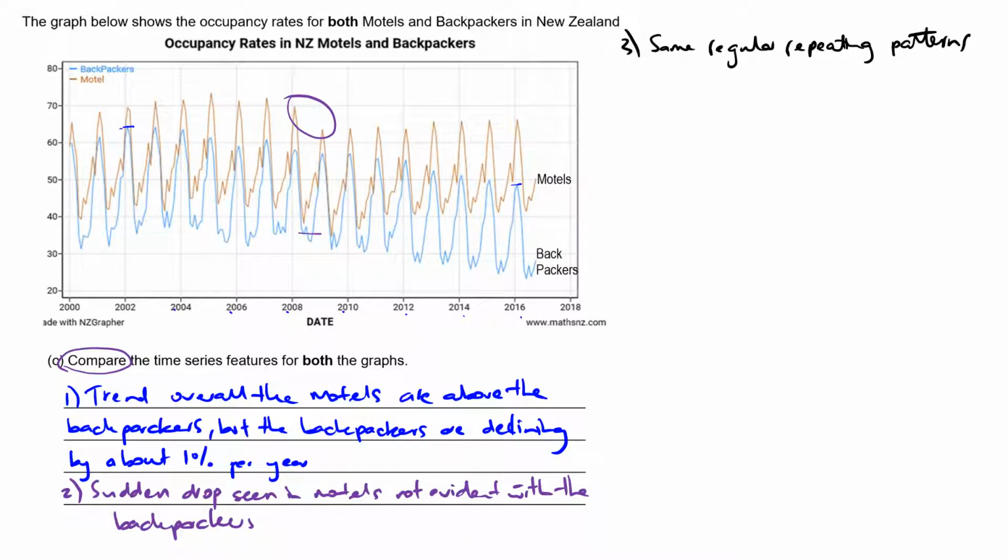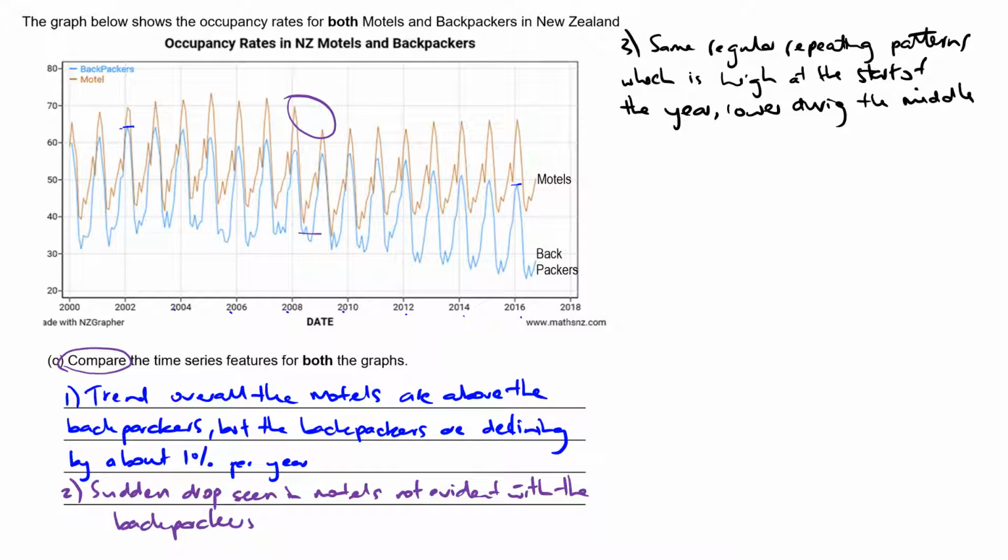Same regular repeating patterns, which is high at the start of the year, lower during the middle. The other thing you could mention there is, yes, that's true, high at the start, low in the middle, but if you look at the motels, there's 3 peaks there, as opposed to the backpackers, where there's sort of only 1 peak.